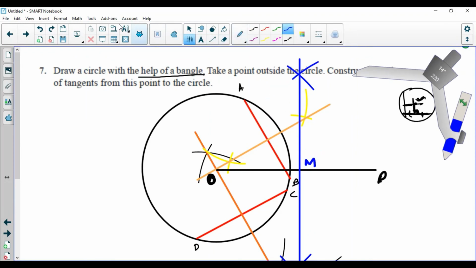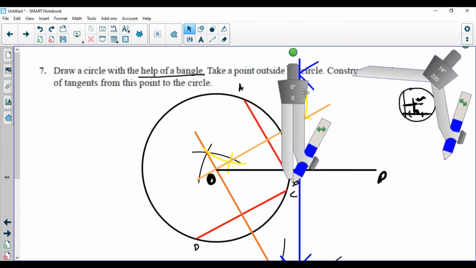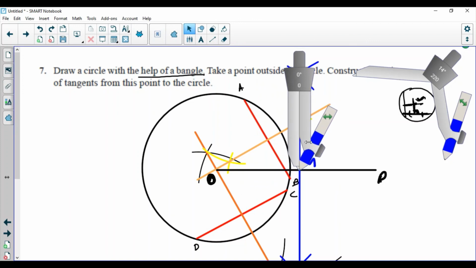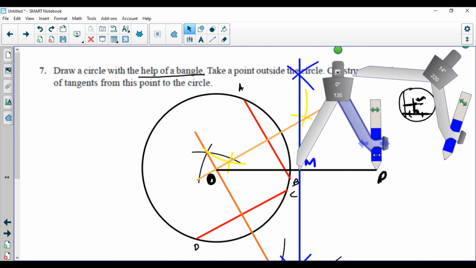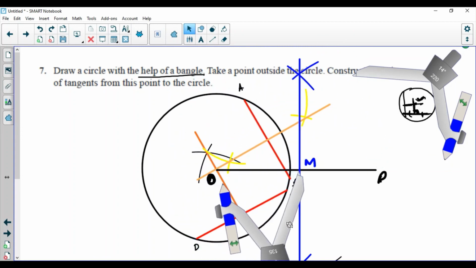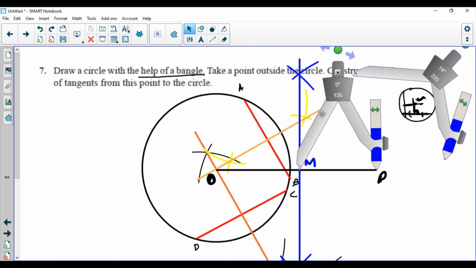Okay, now taking M as center, we will draw one more circle with MP as the radius. We'll draw it so that it touches O also.